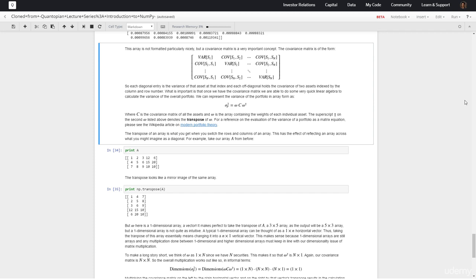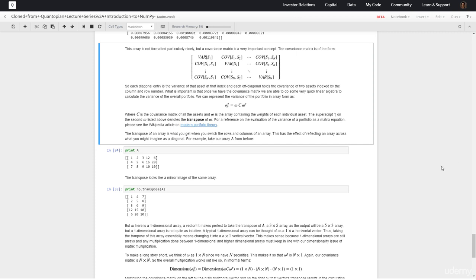What is important is that once we have the covariance matrix, we are able to do some very quick linear algebra to calculate the variance of the overall portfolio. We can represent the variance of the portfolio in array form as the weight multiplied by the covariance matrix multiplied by the transposed weight itself, where C is the covariance matrix of all the assets and W is the array containing the weights of each individual asset. The superscript T on the second W denotes the transpose of W. For reference on the evaluation of variance of a portfolio as a matrix equation, best go to Wikipedia.